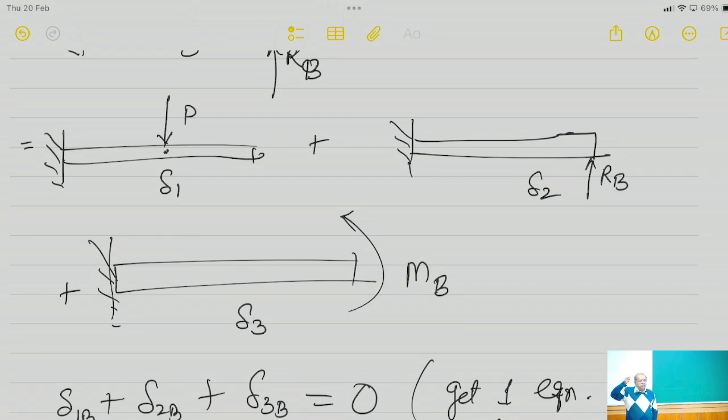So now, yeah. Uniform strength. That means basically the sigma allowable is the same for the entire rod. Okay.